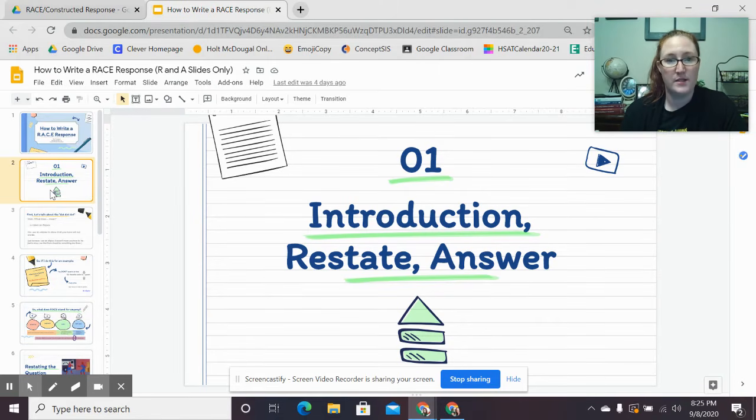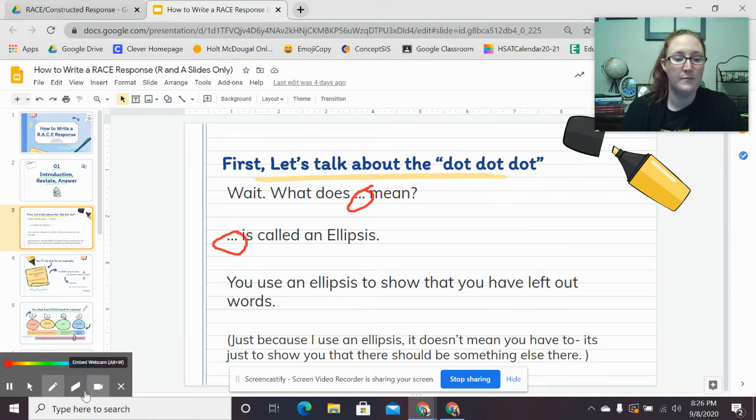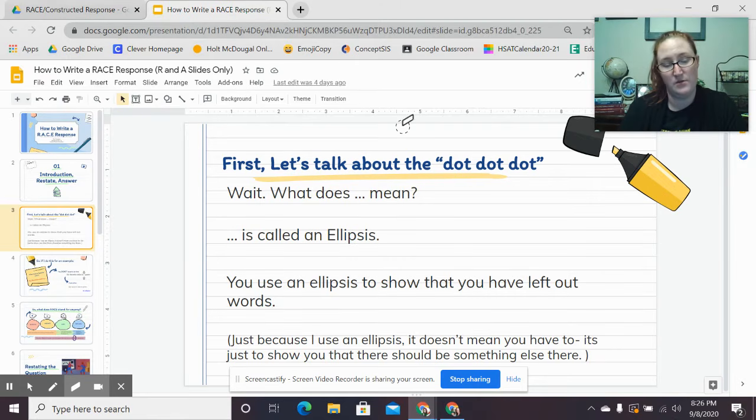So we're just going to go over restate and answer today. But first, let's have a conversation about ellipses. You're going to hear me talk about something called an ellipsis. You guys have seen these all over. They're these little dots that pop up. People use them all the time and they kind of use them incorrectly. So I just want you to understand how I'm using them and how you can use them.